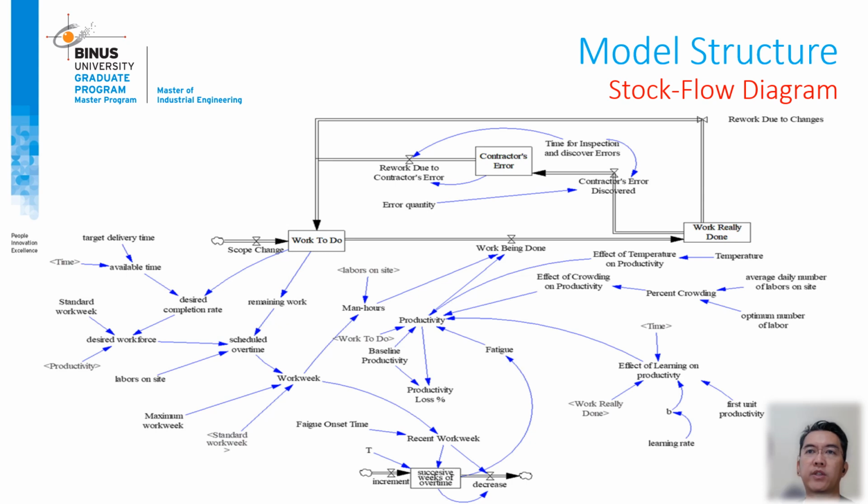When the project owner issues change orders, they add work items to the project scope. It is hypothesized that the productivity can be impacted. Factors such as scope change, temperature, labor crowding, overtime, fatigue, and learning effect create feedback loops that affect the contractor's productivity as well as the workflow rate. This model studies the impact of different factors on productivity, labor hours needed to finish and deliver the project on time, and the rate of work done.